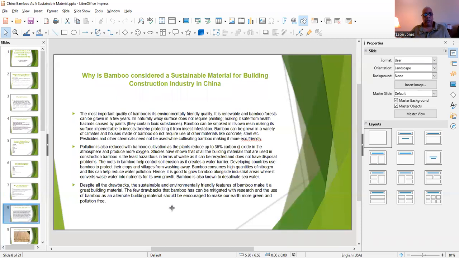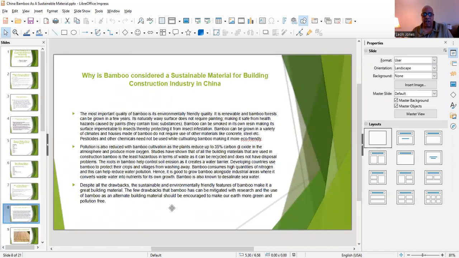Well, here are 3 items that I came up with. The most important quality of bamboo is that it is environmentally friendly. It is renewable, and bamboo forests can be grown in a few years. Its naturally waxy surface does not require painting, and it makes it safe from health hazards caused by plants which contain toxic substances.